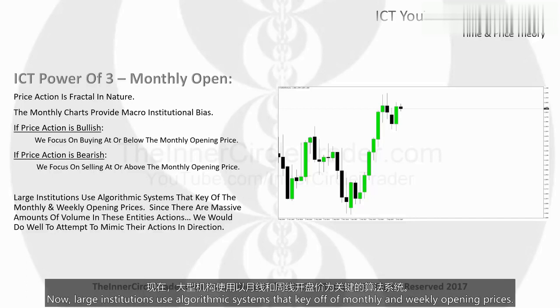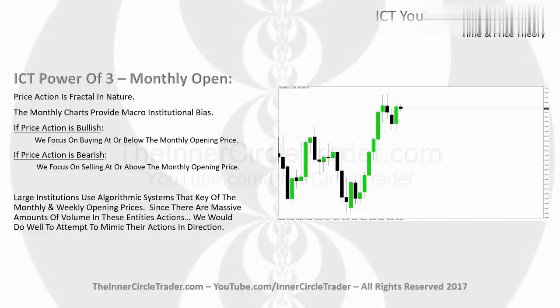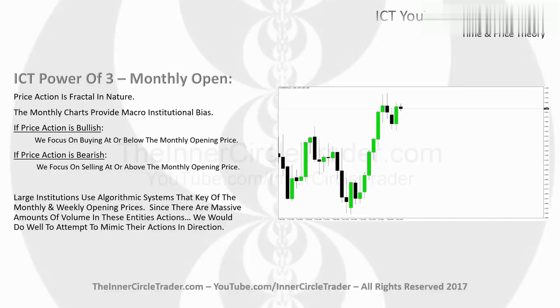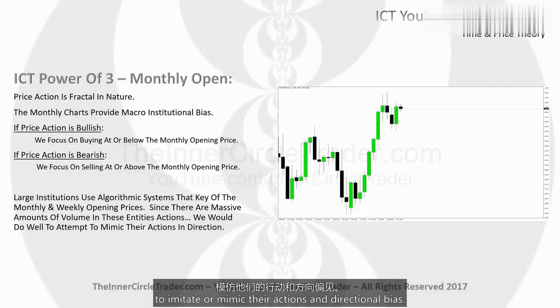Now, large institutions use algorithmic systems that key off of monthly and weekly opening prices. Since there are massive amounts of volume in these entities' actions, we would do well to imitate or mimic their actions in directional bias.